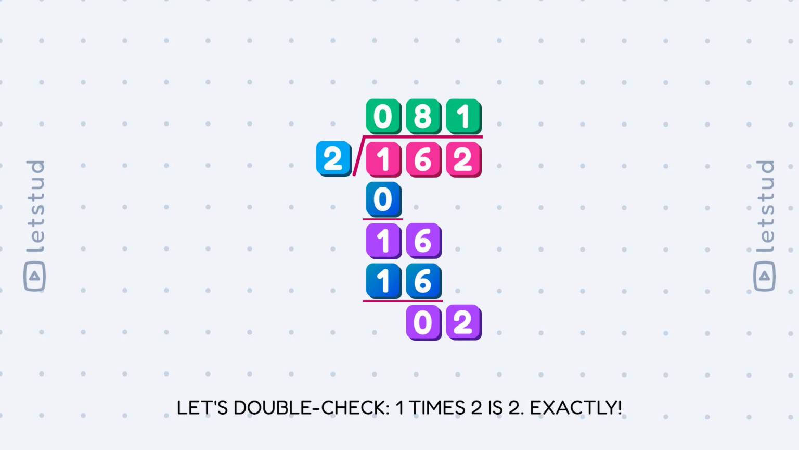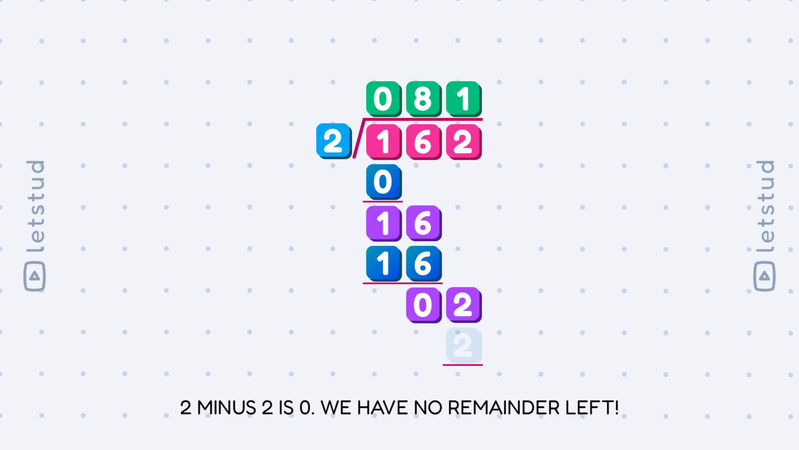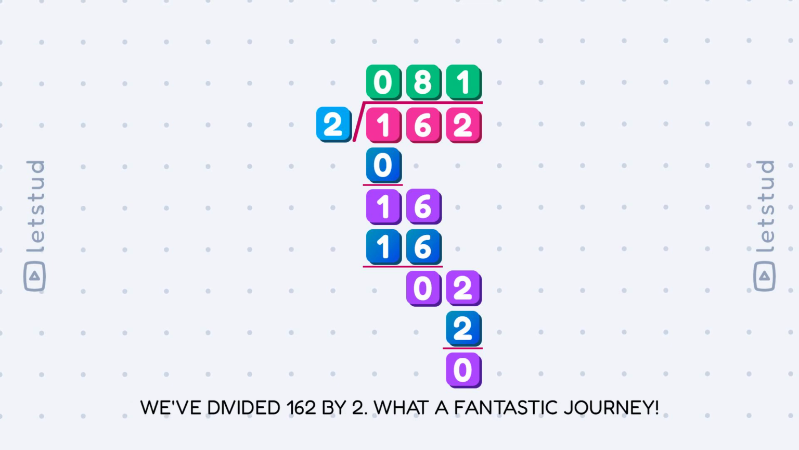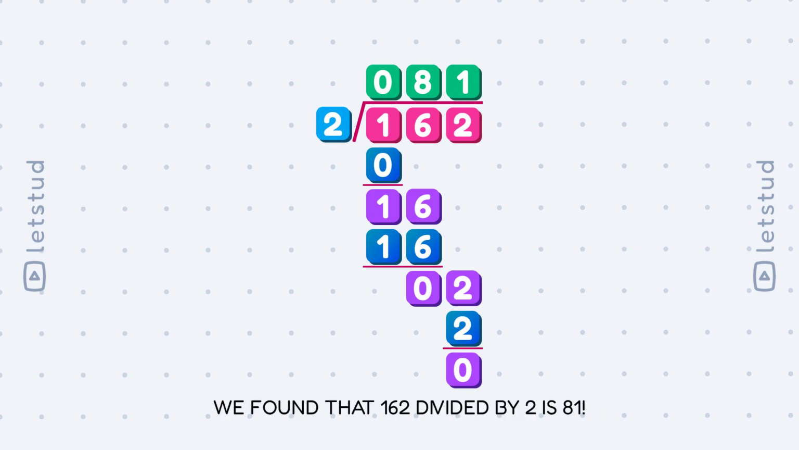1 times 2 is 2, exactly. 2 minus 2 is 0, we have no remainder left. You did it, you solved the final step with a smile. We've divided 162 by 2, what a fantastic journey. We found that 162 divided by 2 is 81.